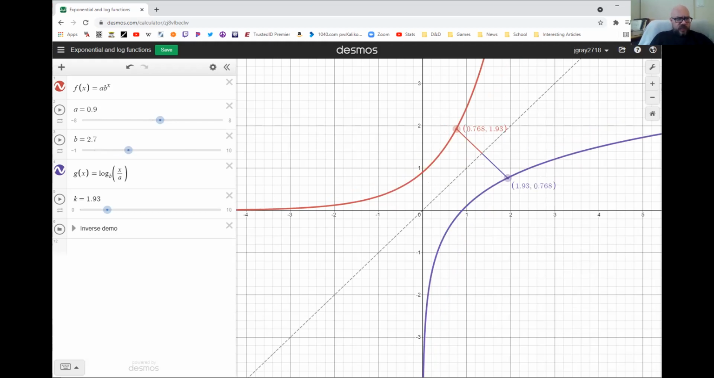So yeah, is that the last thing I want to talk about? No, I want to talk about finding the domain of a log function. So let's do that.